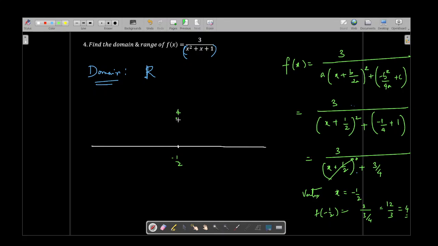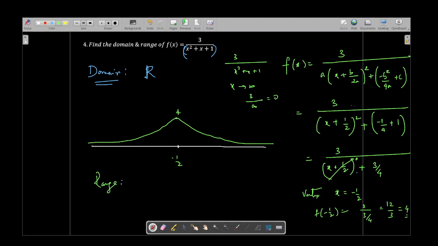And after this, since it is in the denominator, 3 divided by x square plus x plus 1, if you increase x to infinity, this becomes 3 by infinity, which is 0. So it has to go down to 0 like this. And at minus infinity also, it goes to 0 like this. This is what the curve looks like. So the range of this function is from 4 to 0. The maximum value it takes is 4. 0 is not included because it approaches 0 as x tends to infinity.